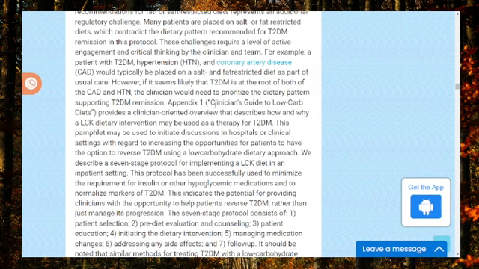Appendix 1, with the title Clinician's Guide to Low Carb Diets, provides a clinician-oriented overview that describes how and why a LCK dietary intervention may be used as a therapy for T2DM. This pamphlet may be used to initiate discussions in hospitals or clinical settings with regard to increasing the opportunities for patients to have the option to reverse T2DM using a low-carbohydrate dietary approach.